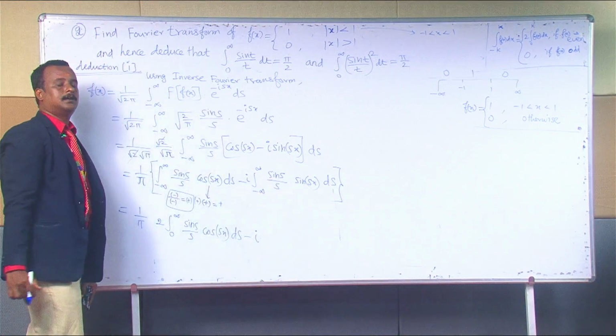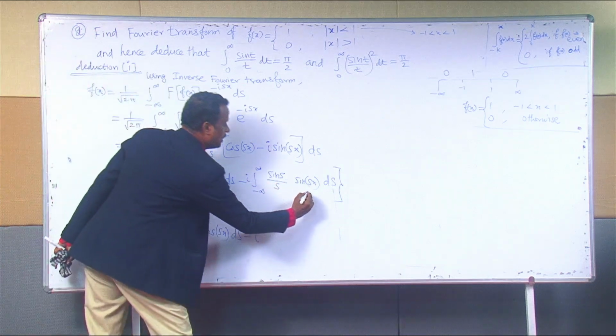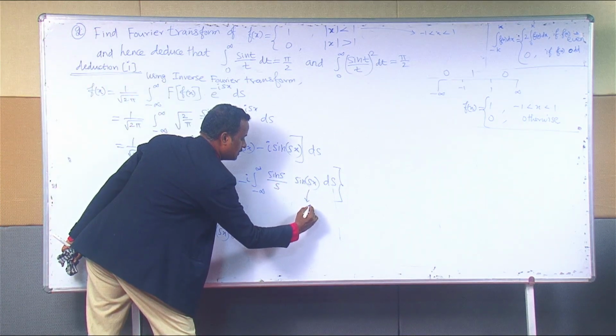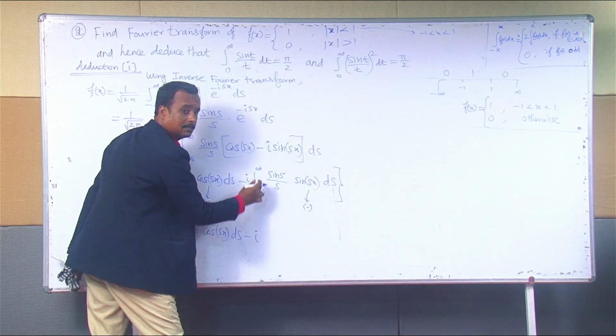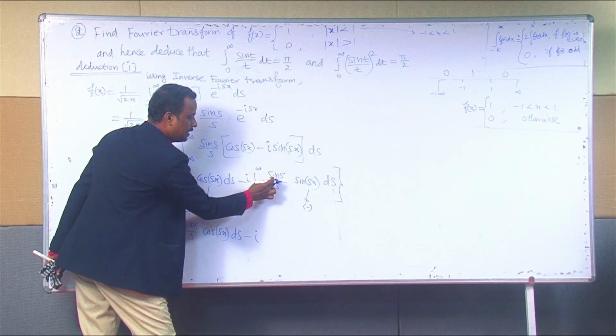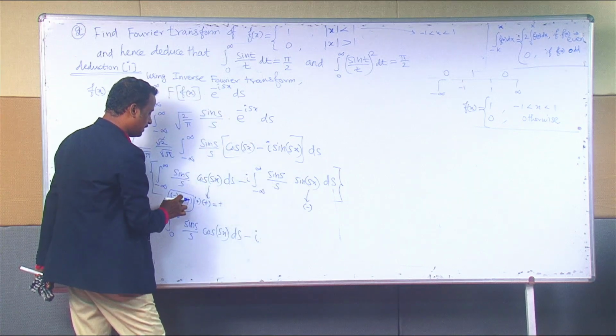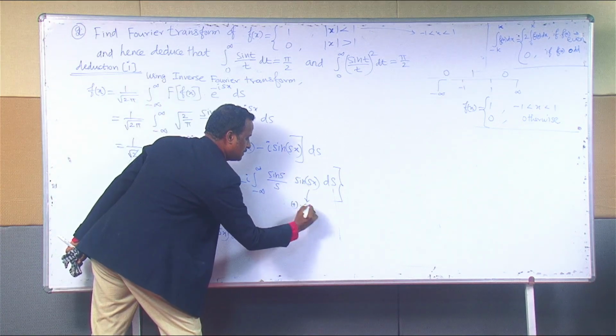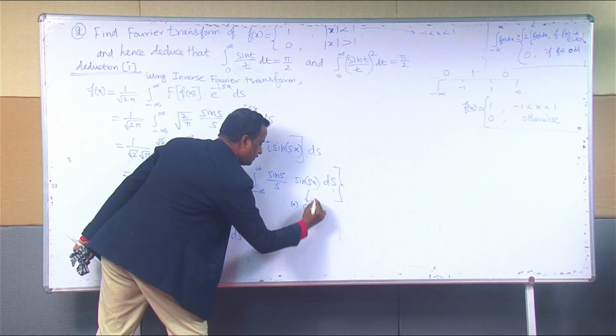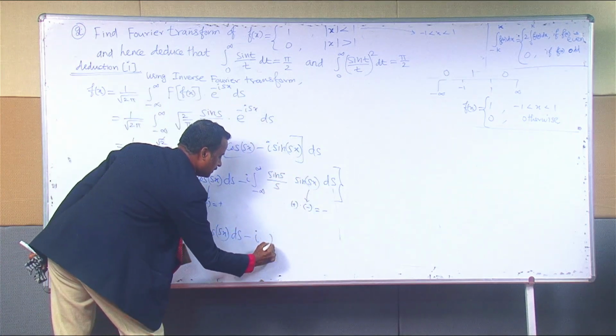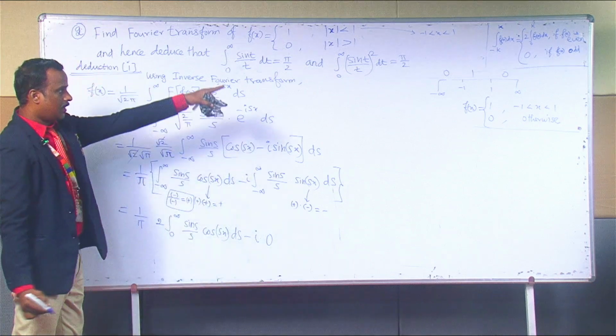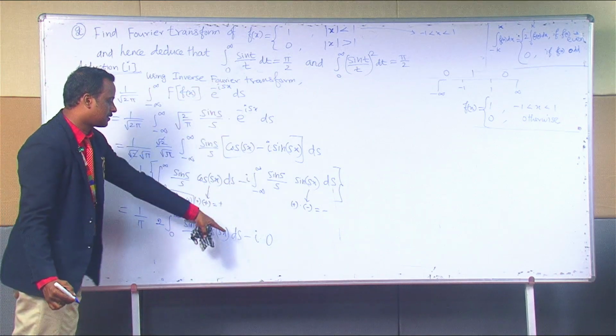Now, come to the second part of the integration. Here sin theta is always an odd function, so we have to use the symbol minus, and sin s by s, we discussed already, is plus. So, plus into minus becomes minus. So, the whole function becomes an odd function. Therefore, integration of an odd function from minus constant to plus constant becomes 0.